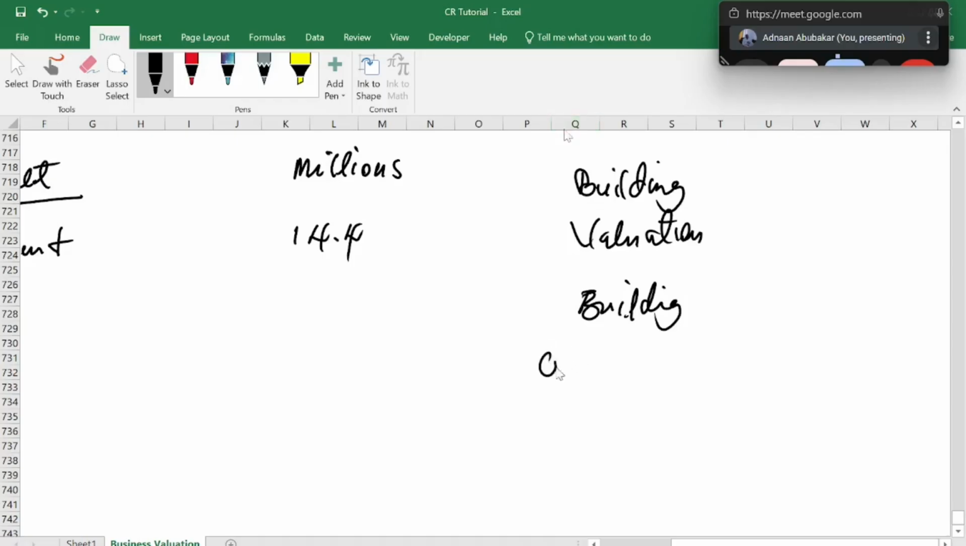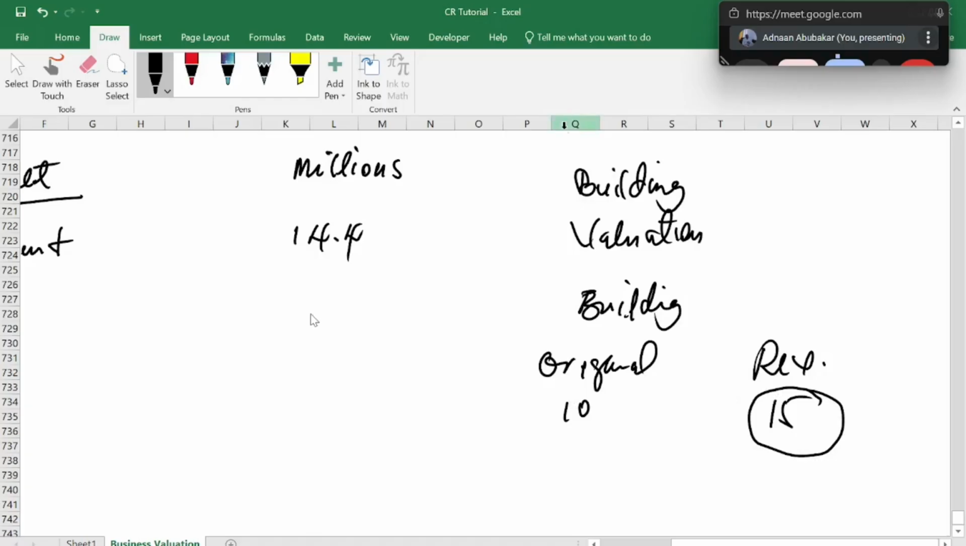The building, the original value is what? And the revaluation value. So the original value is maybe 10 and the revaluation is 15, right? So when we come to pick the building values, we would have picked this one in our calculation to determine the net asset. Are you with me?